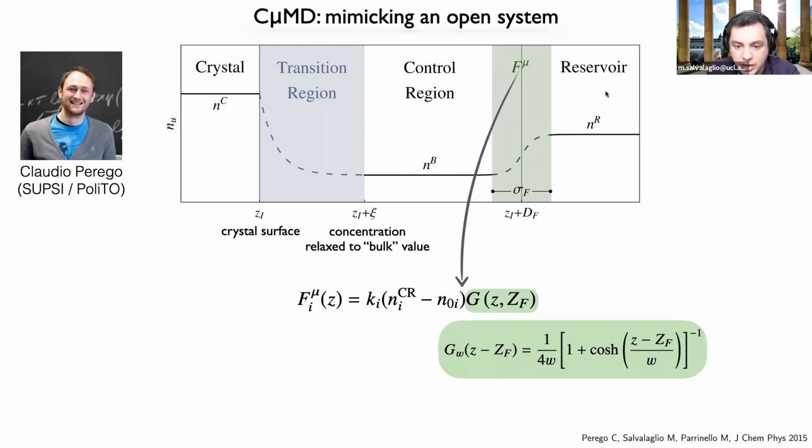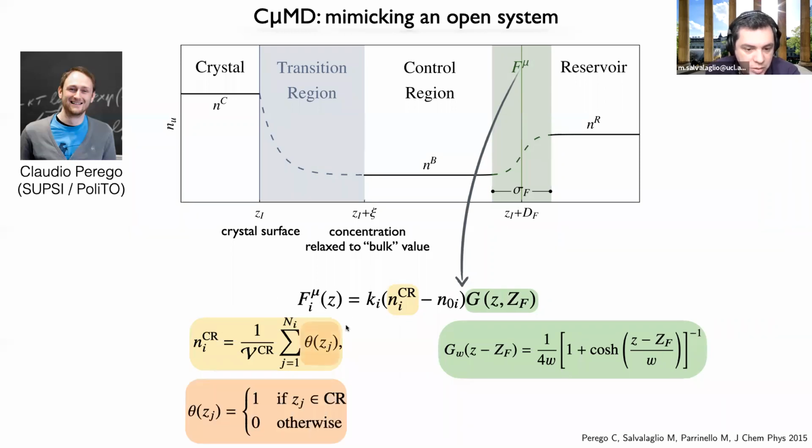Also, the concentration in the controlled region can be computed based on the position of the molecules. In particular, we can define a function which is defined piecewise, and it's 1 if the position of a molecule is within this control region and 0 otherwise. So this formulation allows us to compute the number density of the control region based on the position in Z of the atoms of the system.